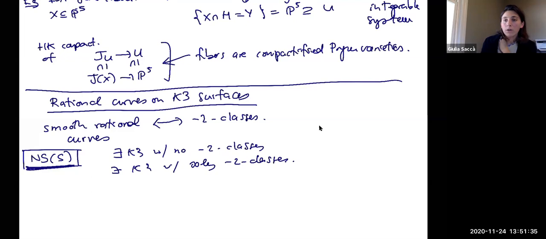Once you know what smooth rational curves are and how they behave, you can look for singular rational curves.